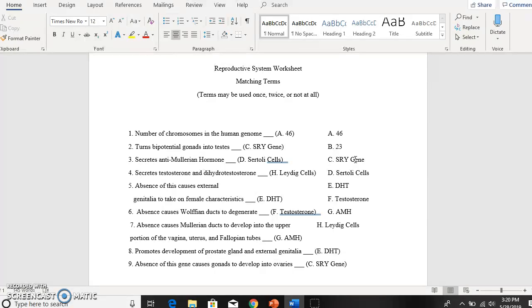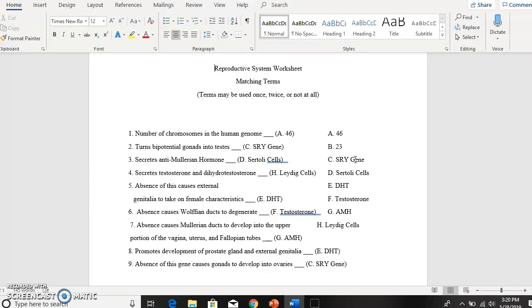Which gene would turn the bipotential gonads into testes? It would be the SRY gene. The Sertoli cells secrete anti-Mullerian hormone. Leydig cells secrete testosterone and dihydrotestosterone. The absence of DHT will cause the external genitalia to take on female characteristics. Testosterone, the absence of that will cause Wolffian ducts to degenerate.